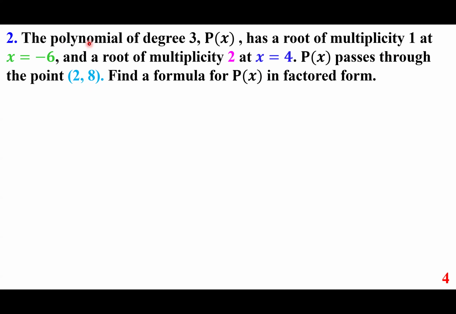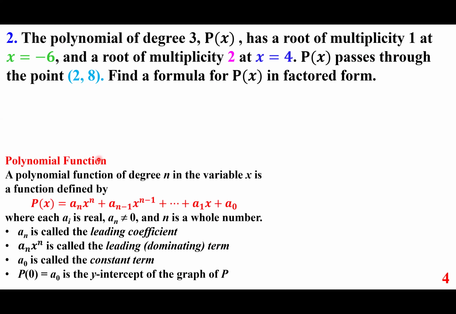Reminding everyone, what is a polynomial? A polynomial function of degree n in the variable x is a function defined by P of x equals a sub n x to the power of n plus a sub n minus 1 x to the power of n minus 1, all the way to a sub 0, where each a sub i is real, a sub n can't be 0, and n is a whole number. A sub n is called the leading coefficient.